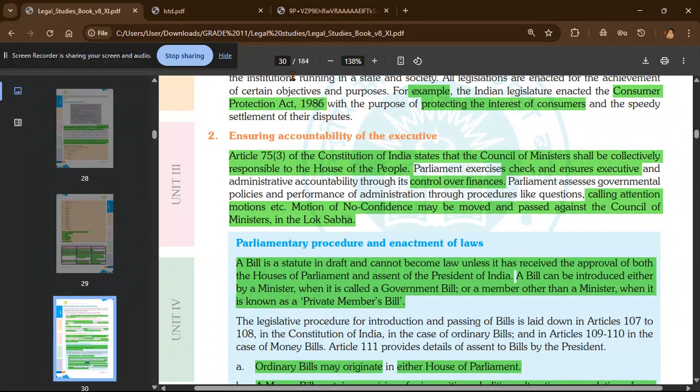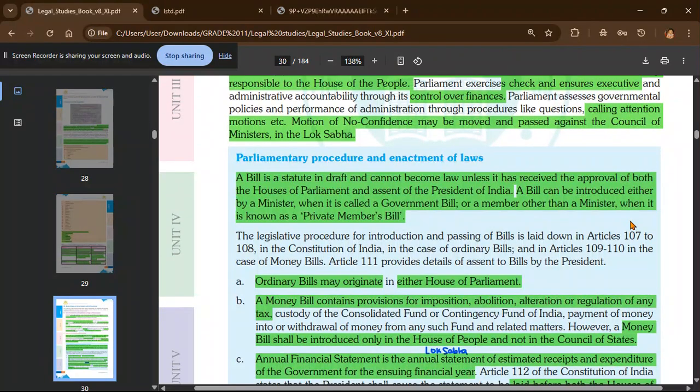Then you have ensuring accountability of the executive. Article 75(3) of the Constitution of India states that the Council of Ministers is collectively responsible to the House of the People. Parliament checks and ensures executive and administrative accountability through its control over finances. A calling attention motion and a no confidence motion may be passed against the council of ministers in the Lok Sabha.